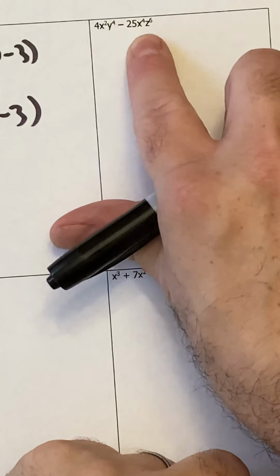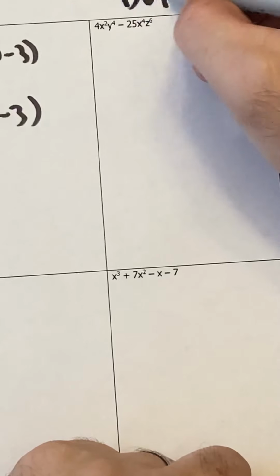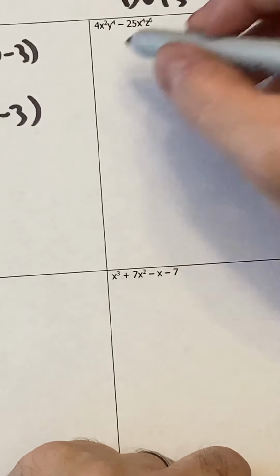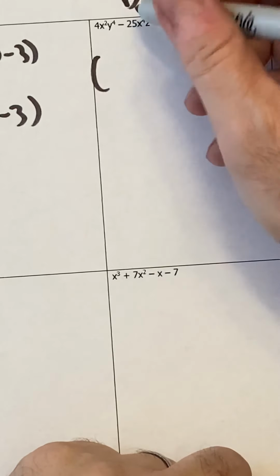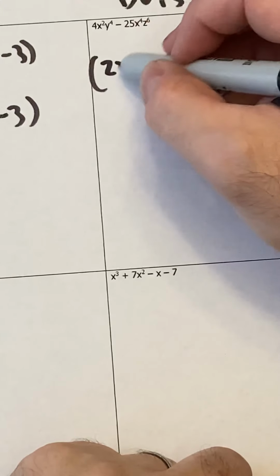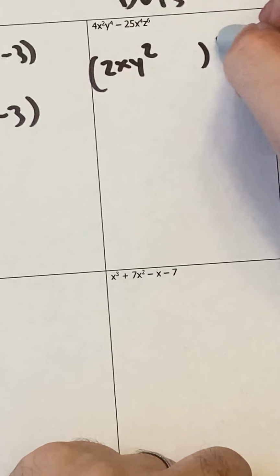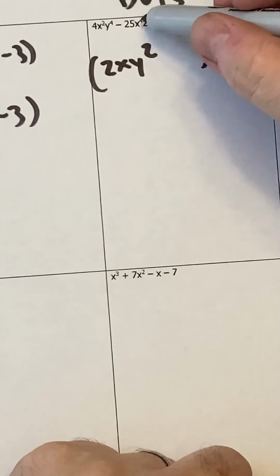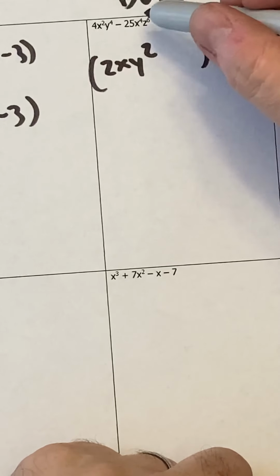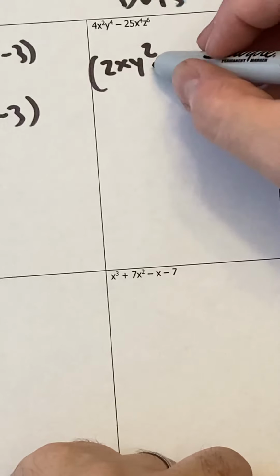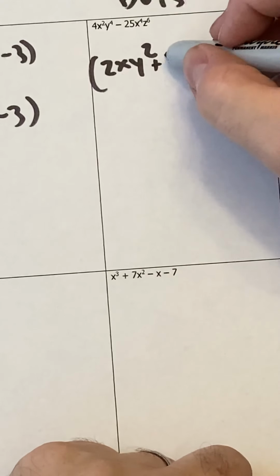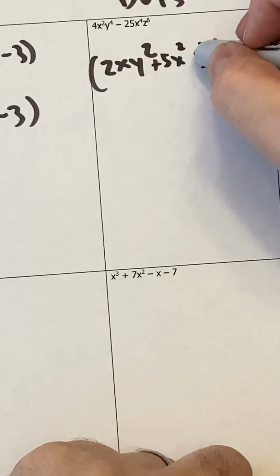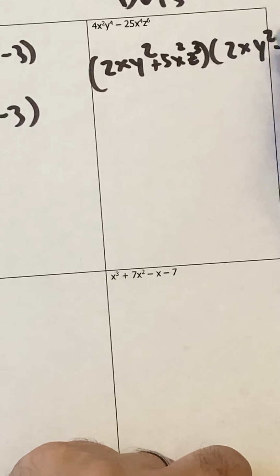Actually, it's a difference of two squares. See if you can figure out what it would be. The square root of this is 2xy squared. It's going to go in both, 2xy squared. Square root of that is 5x squared z to the 3rd. So we're going to get a plus and a minus: 5x squared z cubed, and here too, a minus 5x squared z cubed.